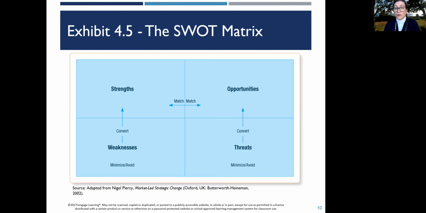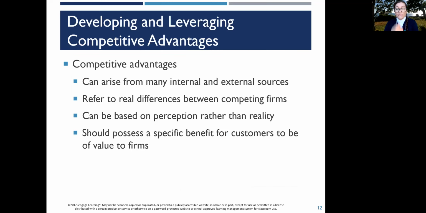So competitive advantage can be recognized from either internal or these external sources. And competitive advantage is all about your differentiation in the marketplace. Now, points of differentiation can be based on perception rather than objective reality. Okay, so this is part of why we wanted to incorporate the stakeholder perspectives in the SWOT.